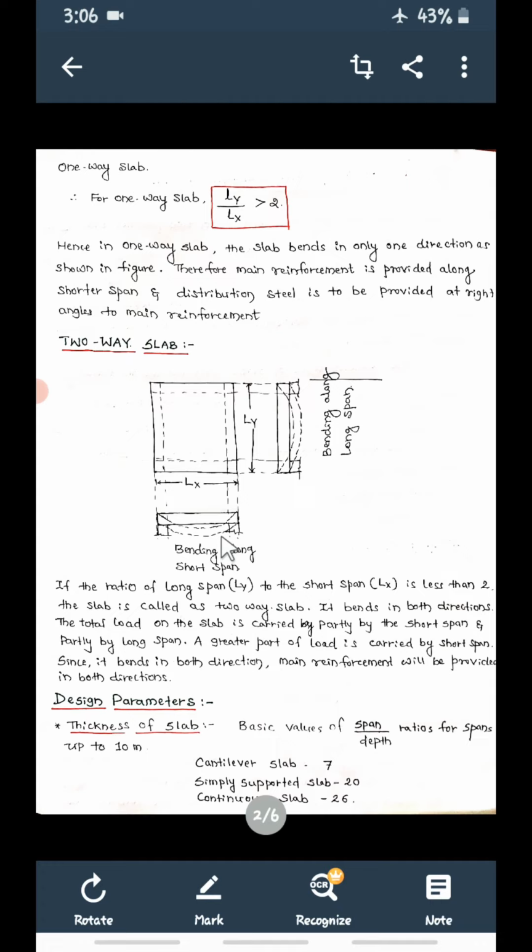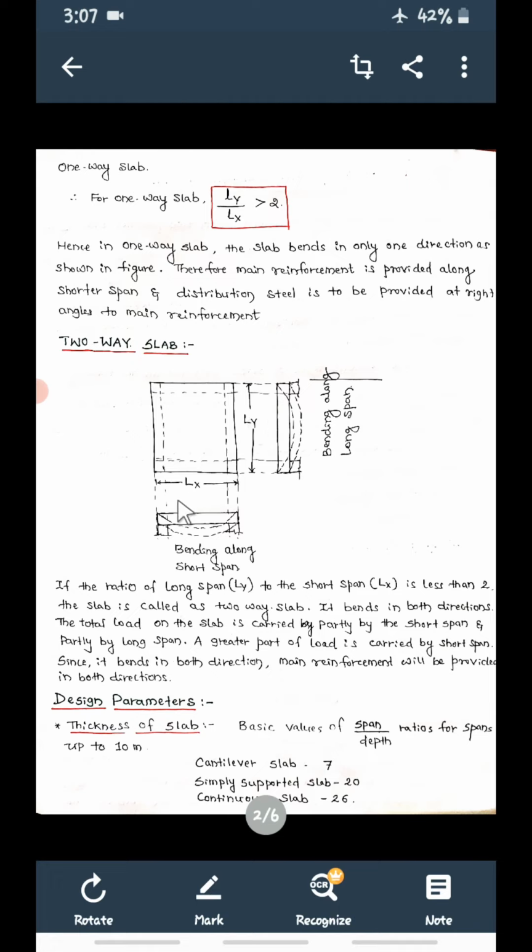In a two-way slab, the slab is going to bend in both directions and main reinforcement will be provided in both directions. Remember, there will be no distribution steel here. Main bars are provided along the x direction and along the y direction also. The total load on the slab is carried partly by the short span and partly by the long span. Whatever the total load is there.